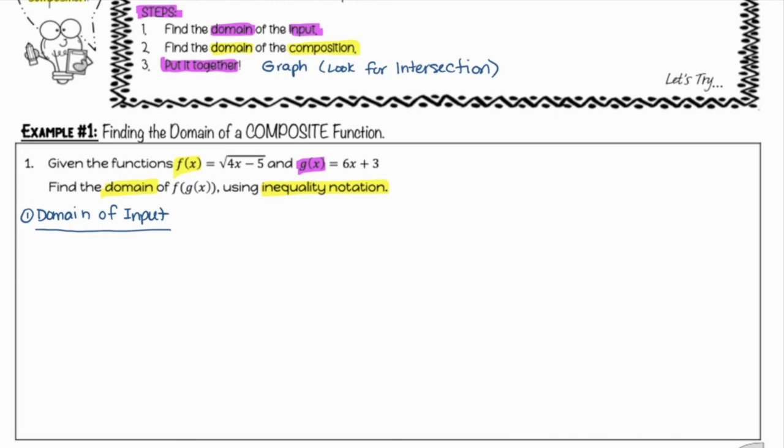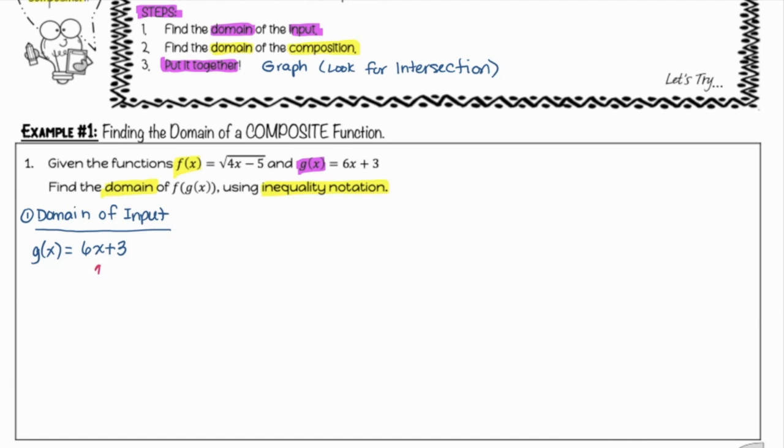So in order for us to find the domain of the input, we are looking at the innermost function. In this case, g of x. So I have g of x to be 6x plus 3. So this is a nice simple one.